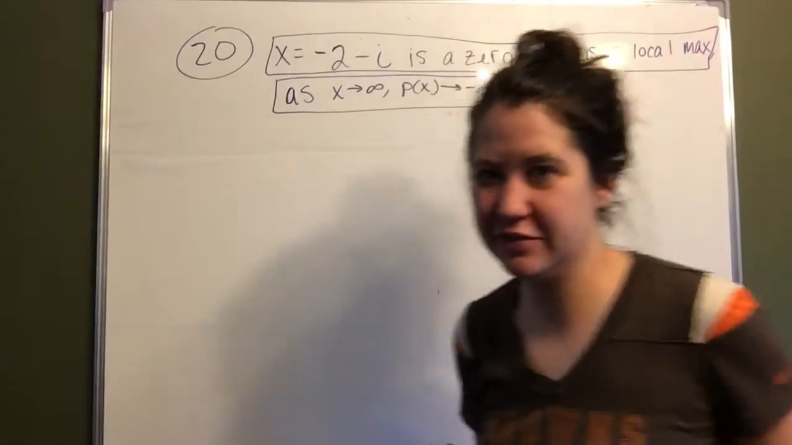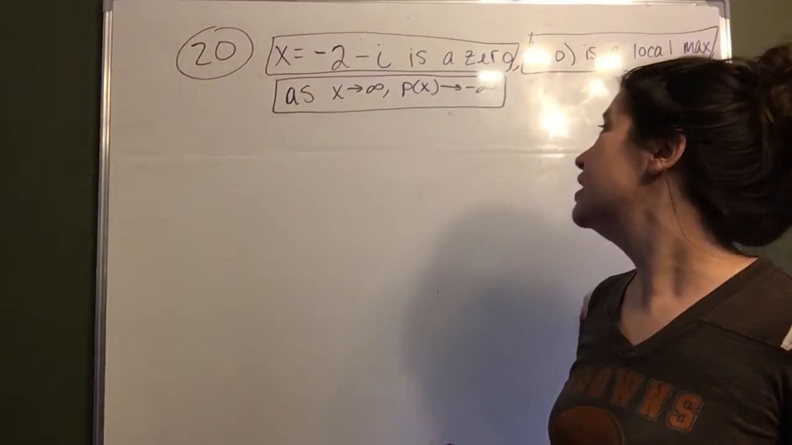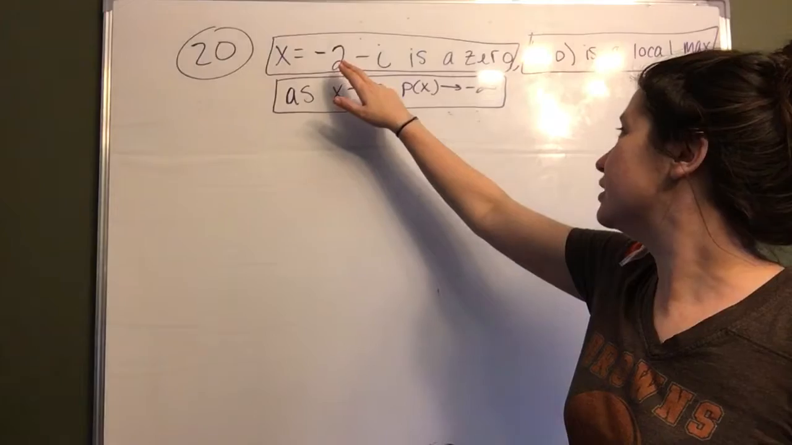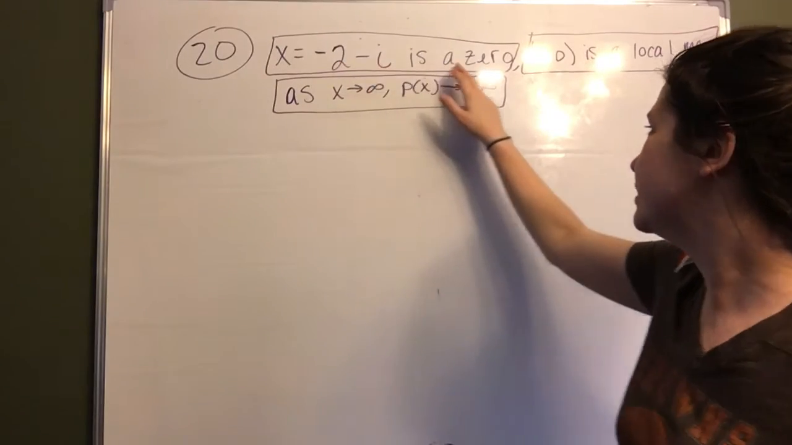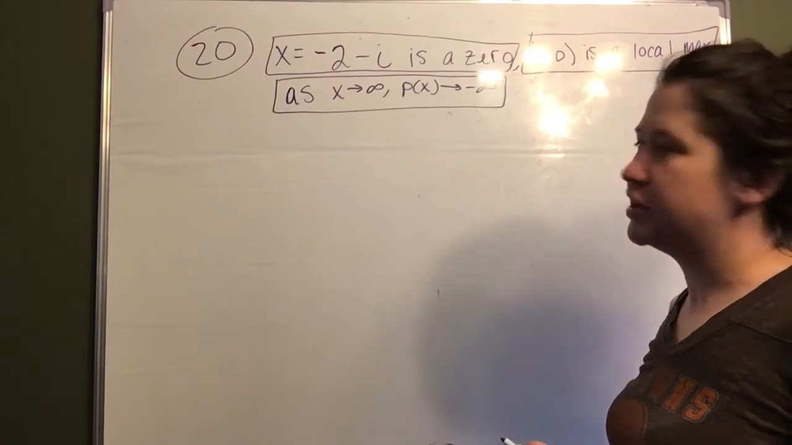Hi, I wanted to make a video to help with question number 20 on the homework, which asks you to build a polynomial, and it gives you 3 pieces of information. It tells you that -2 minus i is a 0 of the polynomial. Let's stop there for a minute.